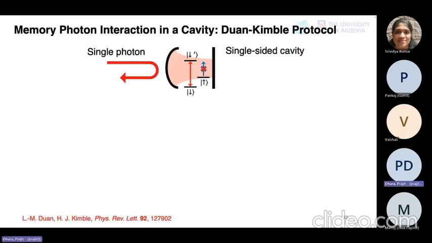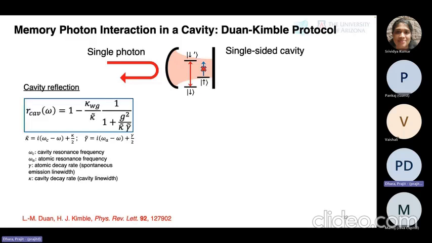The other interesting thing that this system allows us to do is achieve something known as the Duan-Kimble protocol, which is based on this paper from 2004, where if you have your memory with this specific level structure coupled to a cavity, let's say a single-sided cavity, and you have a single photon interacting with this system, you can write down using the cavity QED principles what the cavity reflection coefficient must be with respect to the frequency, your coupling rates, your decay rate, and your resonant frequencies and whatnot.